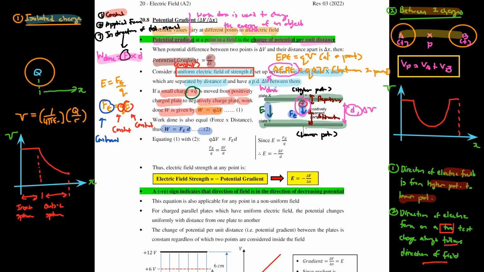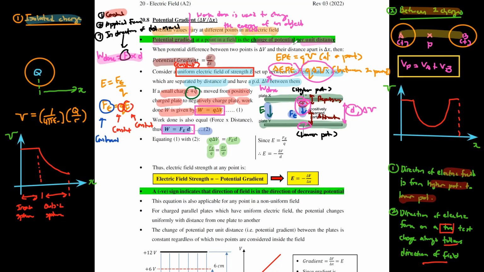The amount of work that I've done to move the charge from one end of this plate here to the other end of the other plate is going to be equal to the charge times the potential difference. Okay, so now I have two equations for work done, this first one and the second one. So what I want to do now is equate both of them together, so that now I get Q delta V equals Fe times D. And then after that, I rearrange this so that I get Fe over Q equals delta V over D.